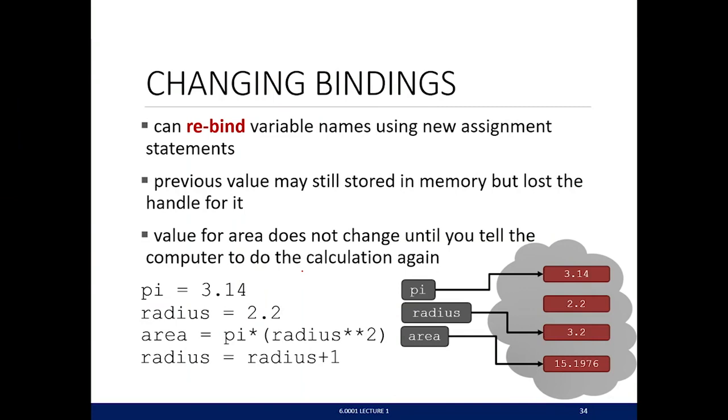Okay? It did not change because these are all the instructions we told the computer to do. We just told it to change radius to be radius plus 1. We never told it to recalculate the value of area. If I copied that line down here, then the value of area would change. But we never told it to do that, right? So the computer only does what we tell it to do.